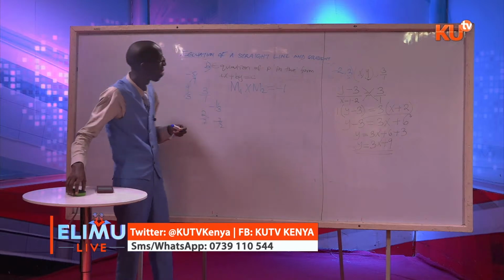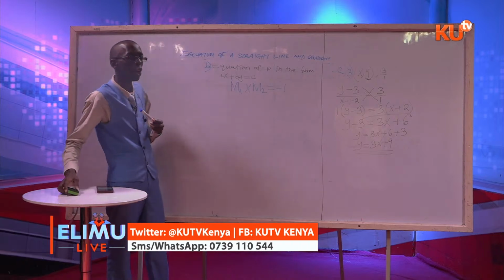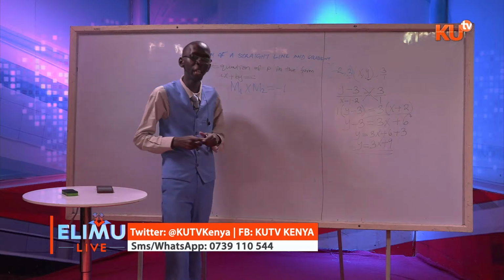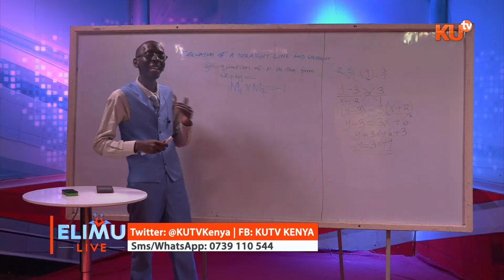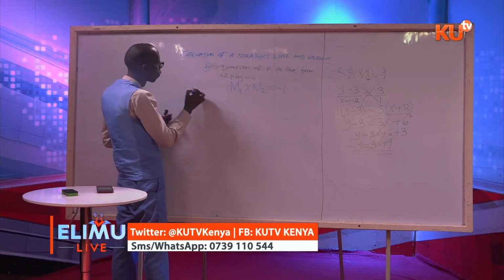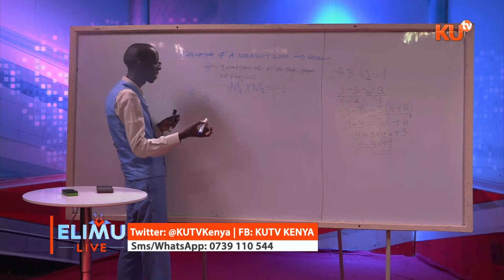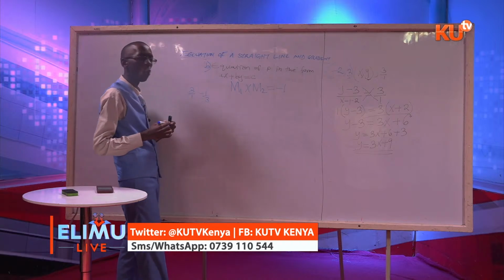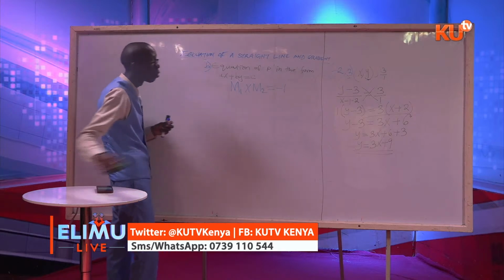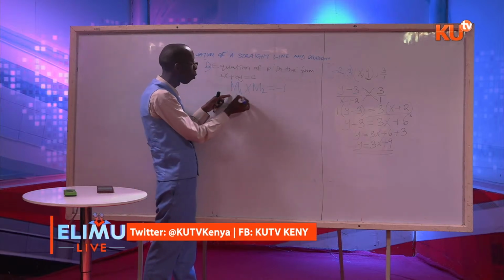Now, the gradient of line L, we got it as 3 over 1. That means if line P is perpendicular to line L, the gradient of line P will be the reciprocal of 3 over 1, which is 1 over 3, and then change the sign, which will be -1 over 3. That is an easier way to get it, but you must show your workings.